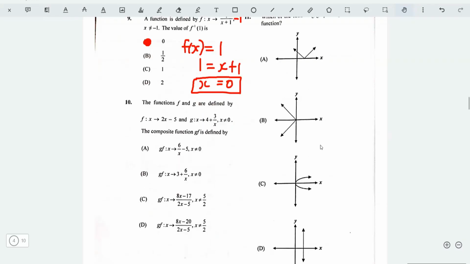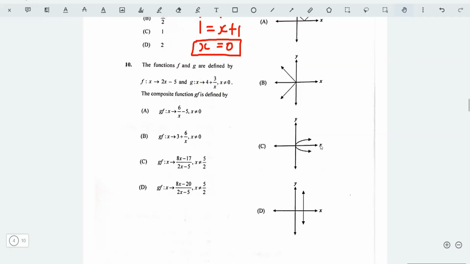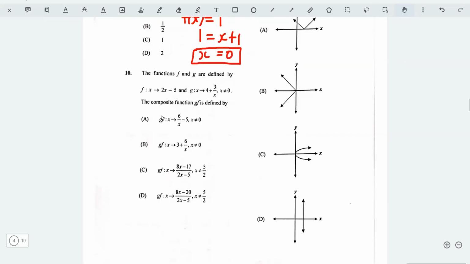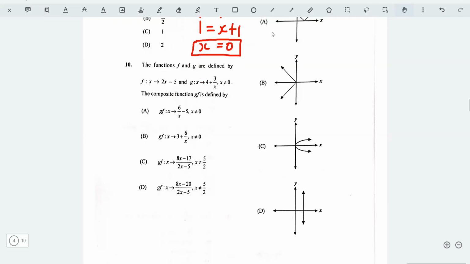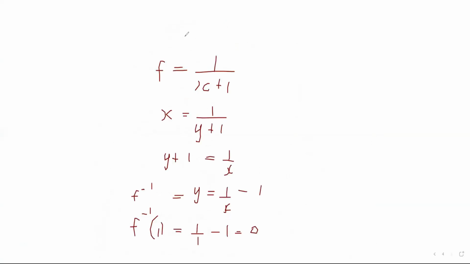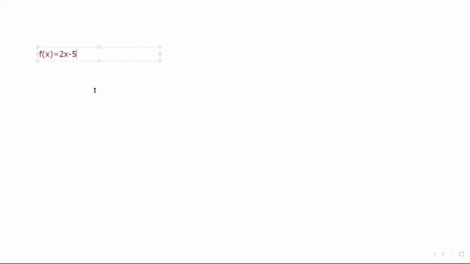Now the next part of the question says f of x is 2x minus 5 and g of x is 4 plus 3 over x, and we need to find g f of x. So we need to put f into g. So let us go ahead and do that. Let's write that down. F of x is equal to 2x minus 5. And we have g right here. G of x is equal to 4 plus 3 over x.